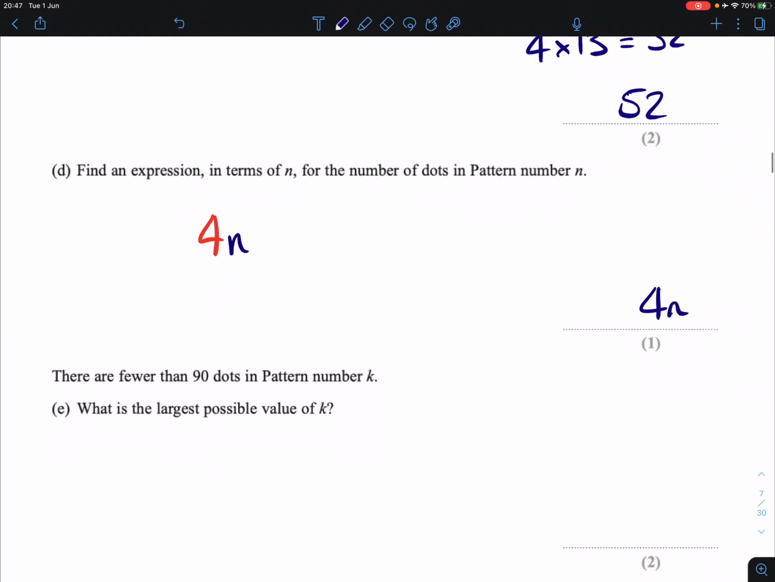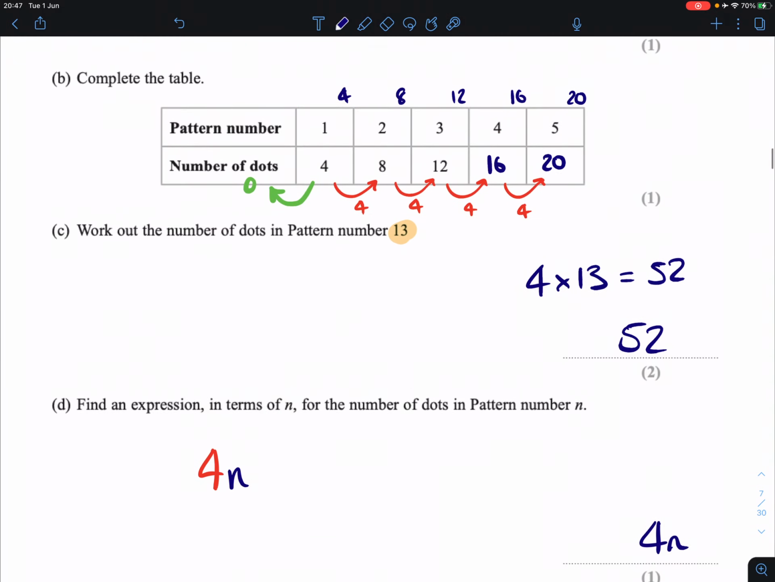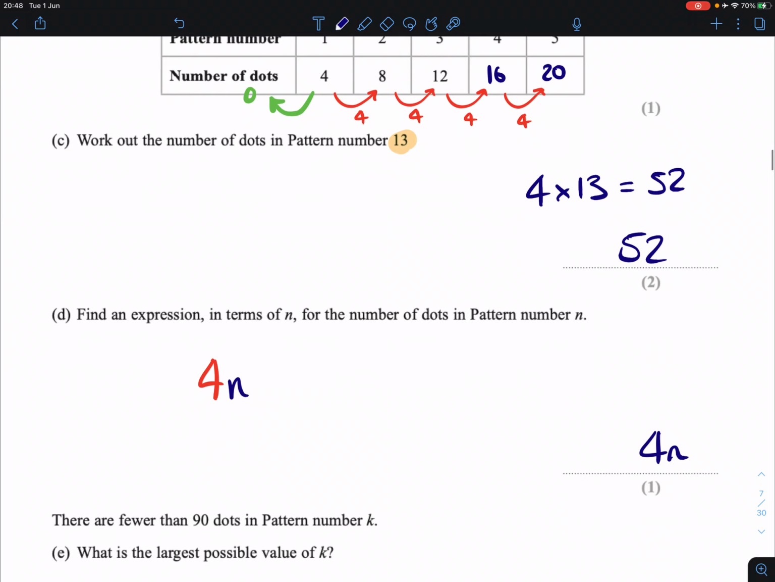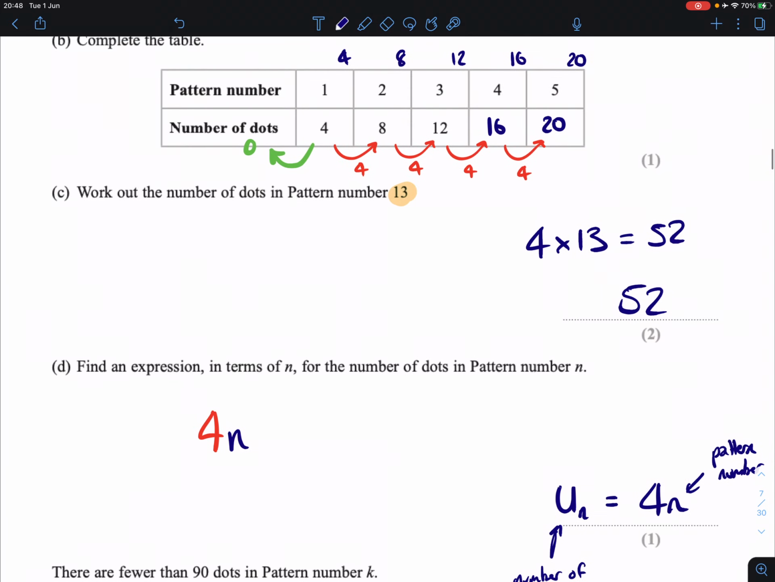Next part, there are fewer than 90 dots in pattern number k. What is the largest value of k? The bigger and bigger this gets, eventually the number of dots will get bigger than 90. What we can use, and it comes into what I wrote here on the left-hand side, is this, which I could refer to as the number of dots, and the n refers to the pattern number. Basically, if you've got 4 times as many dots as you have patterns, then we divide by 4.